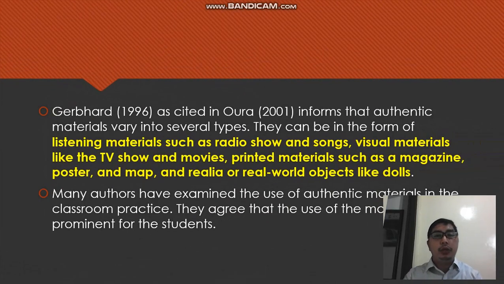Let us continue. Gerbard, as cited in Aura, informs that authentic materials vary into several types. They can be in the form of listening materials, such as radio shows and songs. So those are materials which you can get, radio shows and songs. Visual materials like TV shows and movies. It could be talk shows, clips from online clips, printed materials such as a magazine, poster, and map, and realia or real world objects like dolls. So those are all examples of authentic materials.